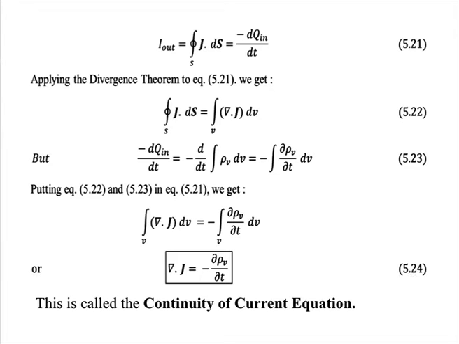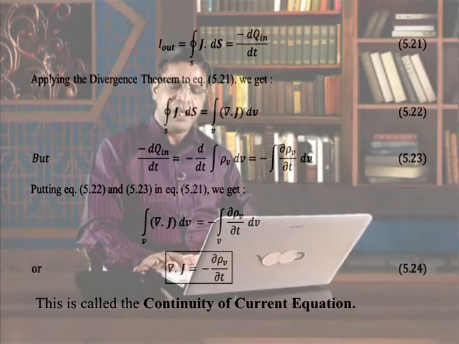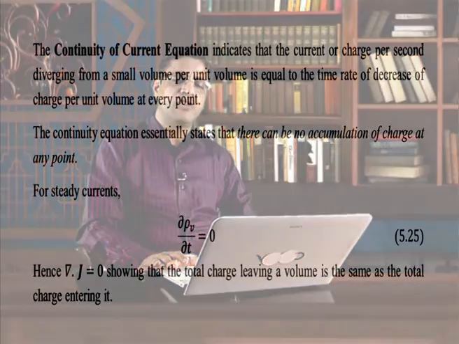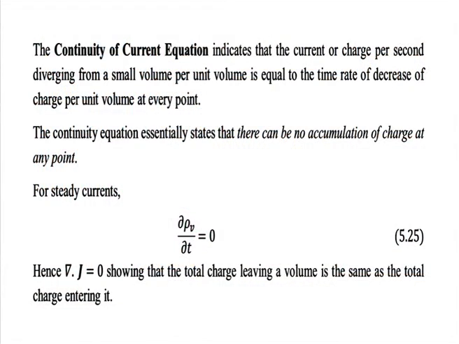When we compare them, we get del dot J is equal to minus del rho v by del t, which is nothing but the continuity of current equation. Now, the physical significance of this is that the current or charge per second diverging from a small volume per unit volume is equal to the time rate of decrease of charge per unit volume at that point. The continuity equation essentially states that charges cannot be accumulated at any point.